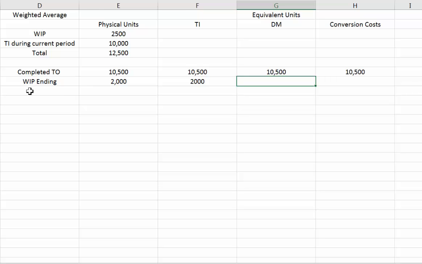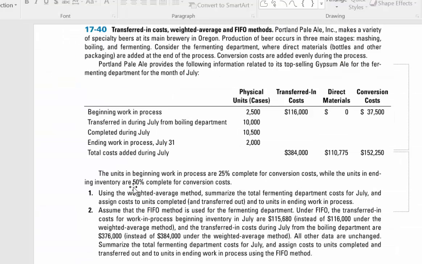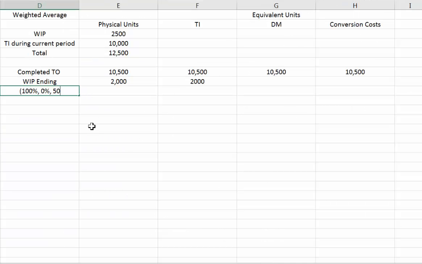For this one, it's a little tricky. Let me put one more column here because I definitely want to emphasize this. For the TI, the percentage of completion is 100%. For DM, it's 0 because those units stay in the WIP, so we don't package them. So no direct material packaging cost. Then for the rest, the question says, you can go back to the slide, 50%. So I'm going to use 50% right here. You can multiply 2,000 by each percentage.